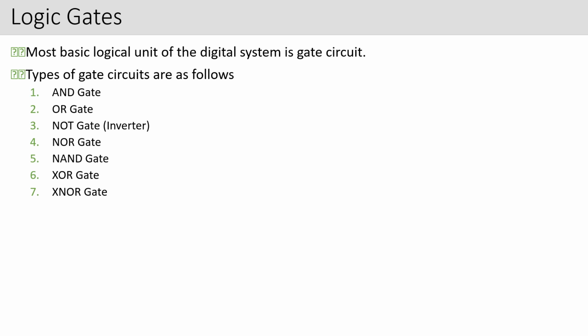Now there are different types of gate circuits. These are AND gate, OR gate, NOT gate. NOT gate is also called the inverter. Then NOR gate, NAND gate, XOR gate and XNOR gate. I'm going to explain it to you one by one. Okay. Now first comes your AND gate.